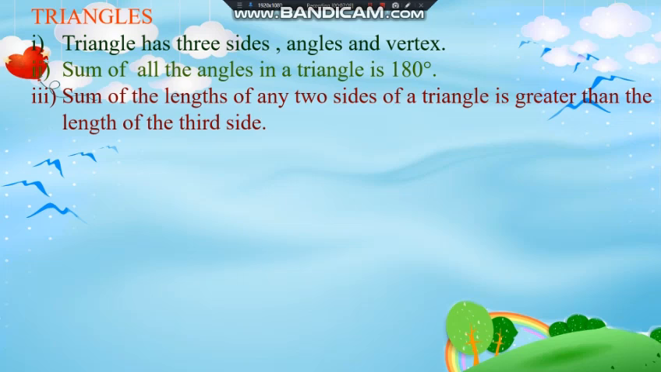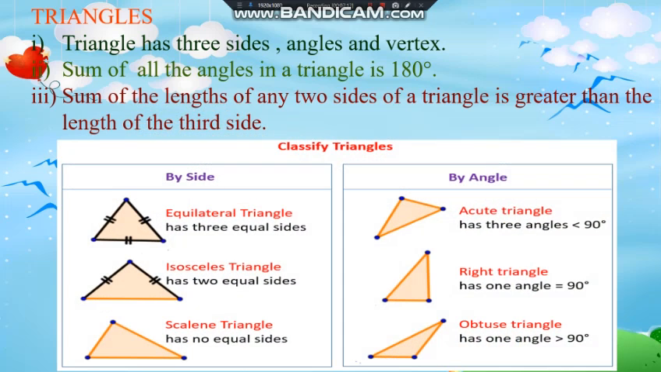Now, how many types of triangles are there? Yes, we classify triangles by side and by angle. By side we have equilateral triangle having all three sides equal, isosceles triangle with two sides equal and scalene with no equal sides. And by angle, acute triangle with all angles less than 90 degrees, right angle triangle that is one angle 90 degrees, and obtuse angle triangle with one angle greater than 90 degrees.